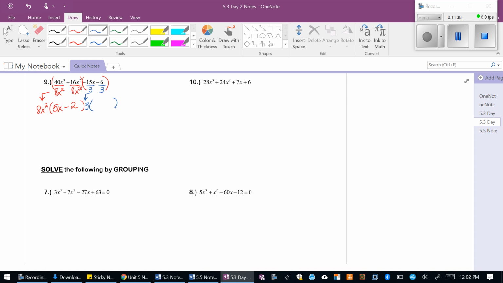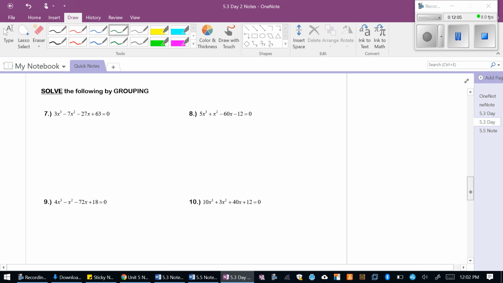So 15x divided by 3 is 5x. And then negative 6 divided by 3 is negative 2. And I can see that once again I have factored correctly. My two GCFs are going to become one factor pair. And then that piece that's left over becomes my other factor pair.